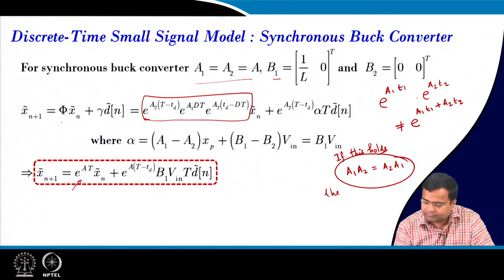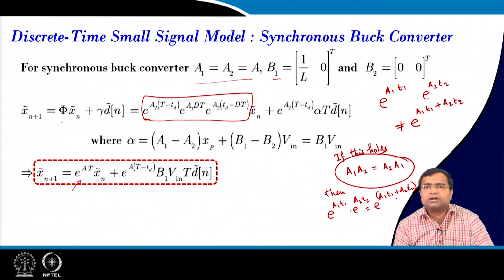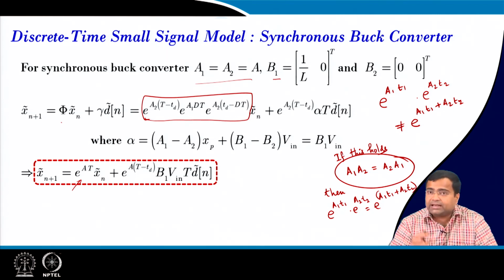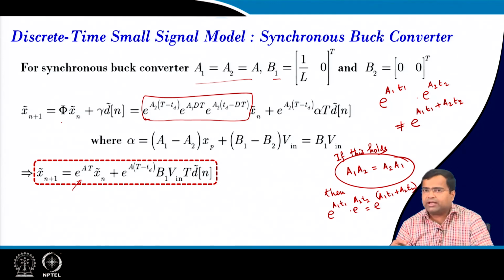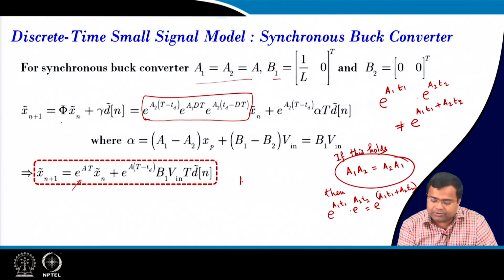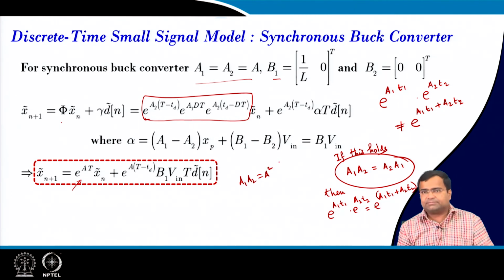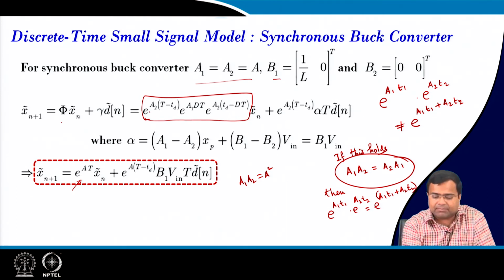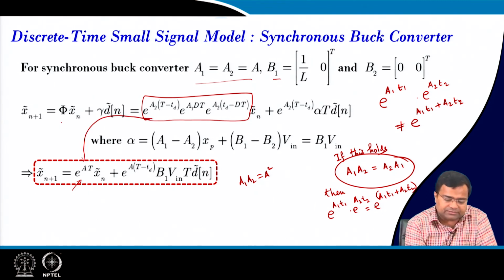then we can write e to the power A1 T1 into e to the power A2 T2 is equal to e to the power A1 T1 plus A2 T2. So, we can write it only when this commutative property is valid. But in case of buck converter, if all A1, A2 matrix are identical, which is nothing but A square, so it is already satisfied. So, in this buck converter, you add up all the matrices, and since they are the same, you will end up with this result.